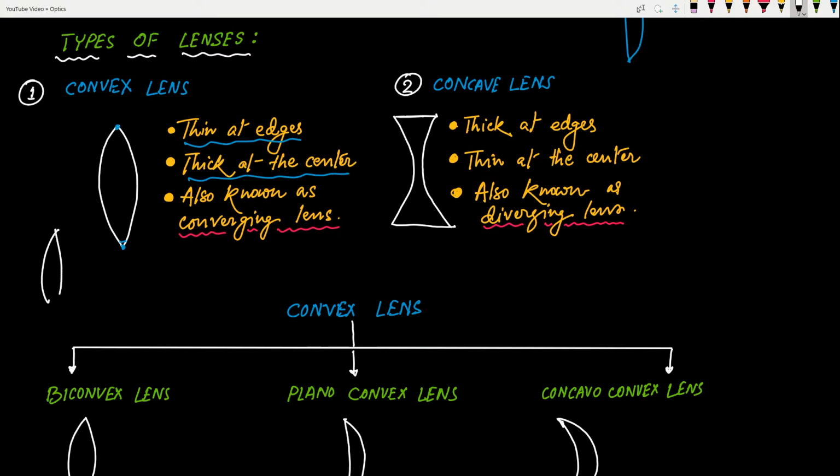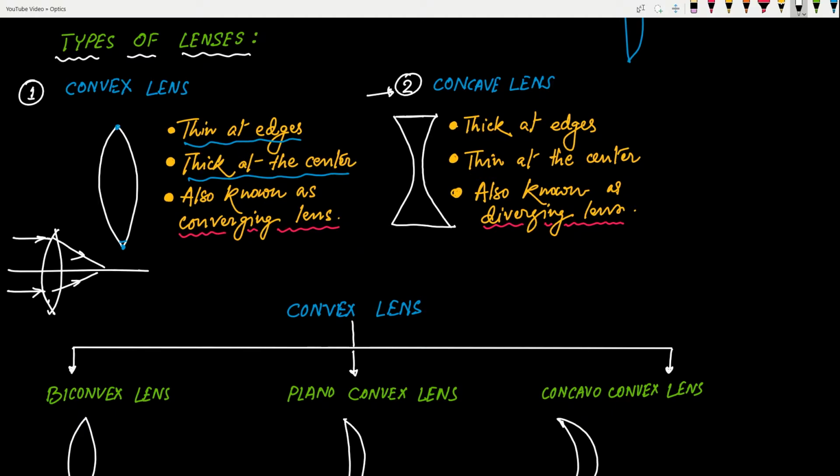Now, if this is a convex lens, then this lens is known as a converging lens, because if parallel rays come and hit this lens, then after refraction the rays converge towards a point. Therefore these lenses are known as converging lenses. So simply you need to remember that a convex lens is also known as a converging lens, and this can be asked in objective. Now let's move on to our second type, that is concave lens.